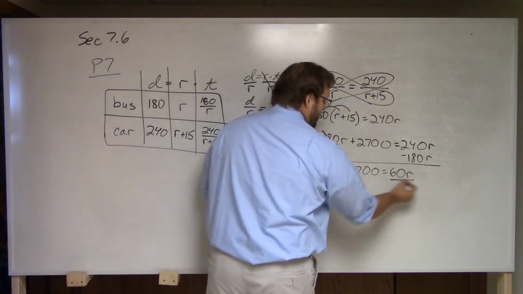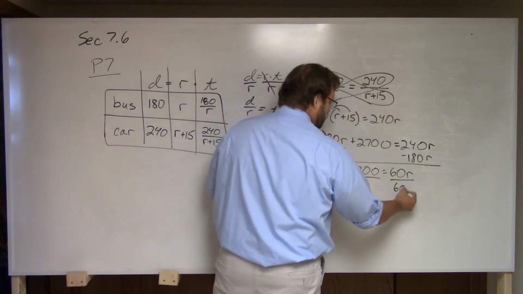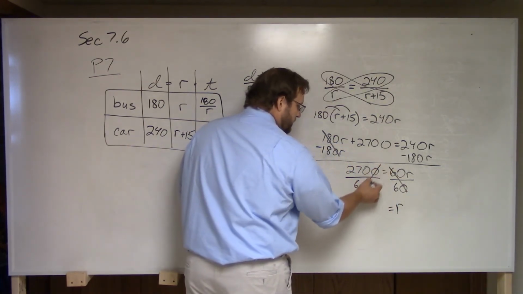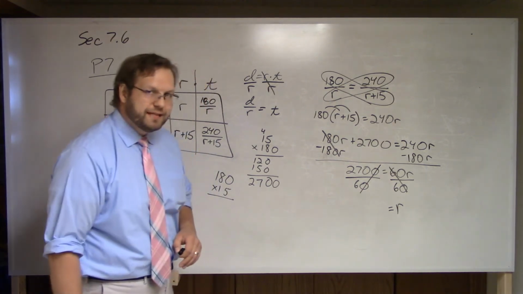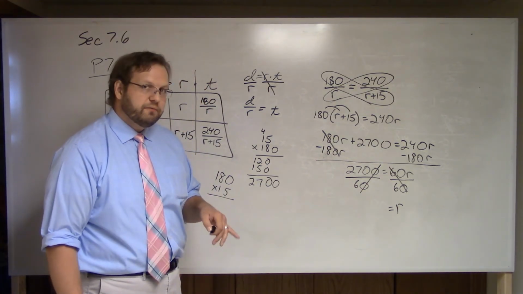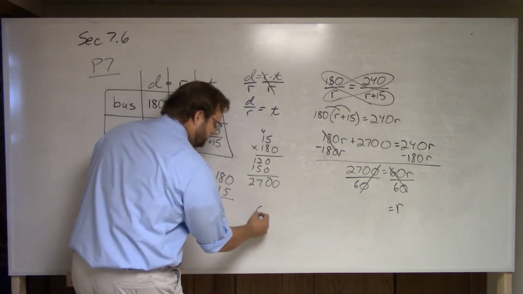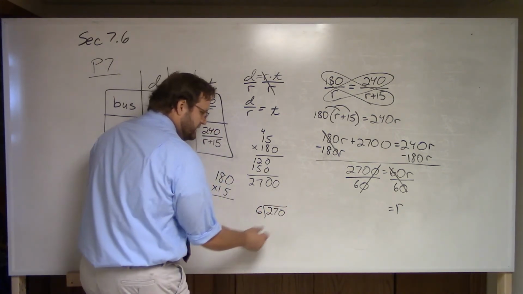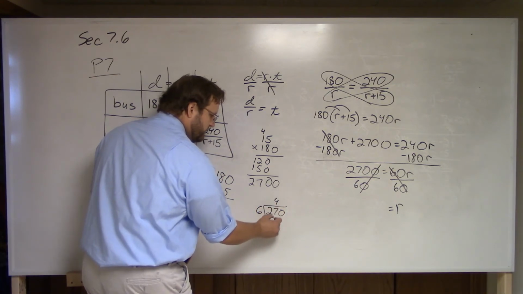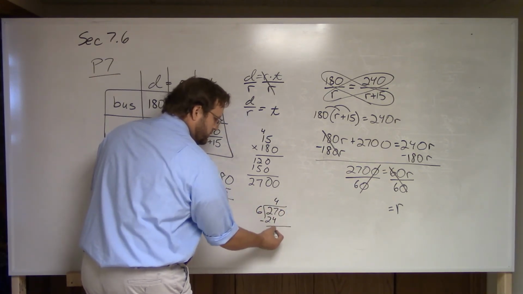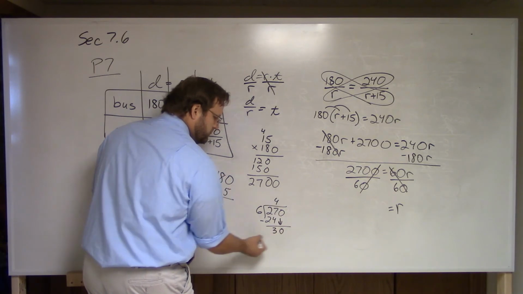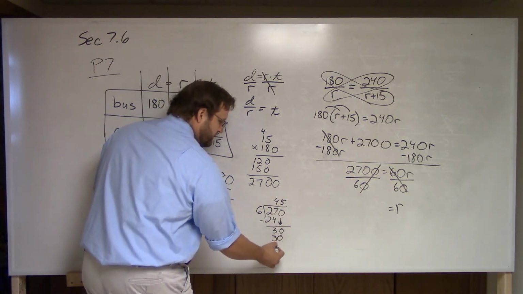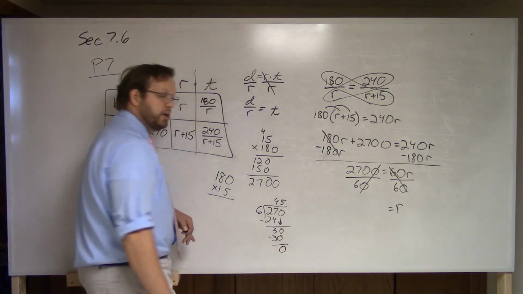I then divide by 60 to get r equals, again, I can just take out that factor of 10. So what I have is 270 divided by 6. 6 goes into 27 4 times to get a 24. So I get a 3, carry down that 0. 6 goes into 30 5 times. 6 times 5 is 30, and I get 45.